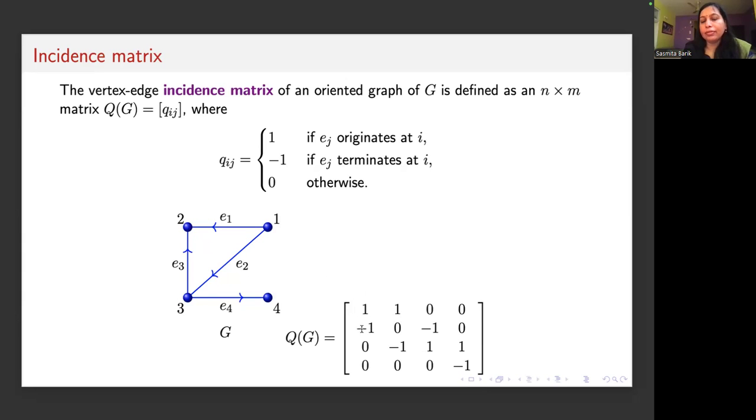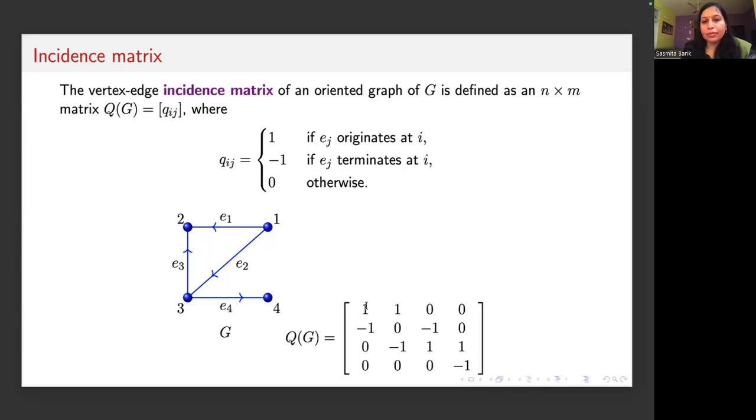So for 2, I am putting -1, and the other entries will be 0. For each column, you can observe in a similar way that you will get a +1 and a -1 corresponding to the end vertices. Other entries will be 0.